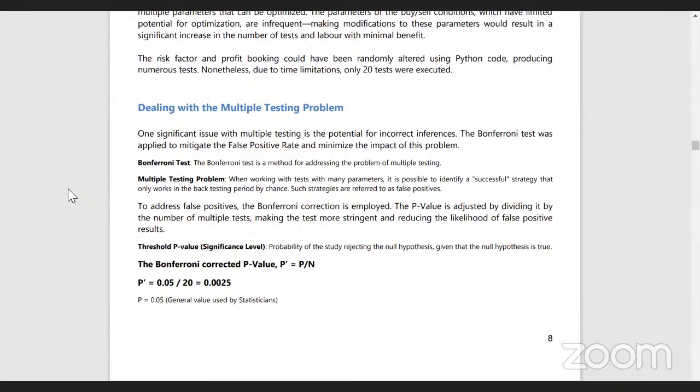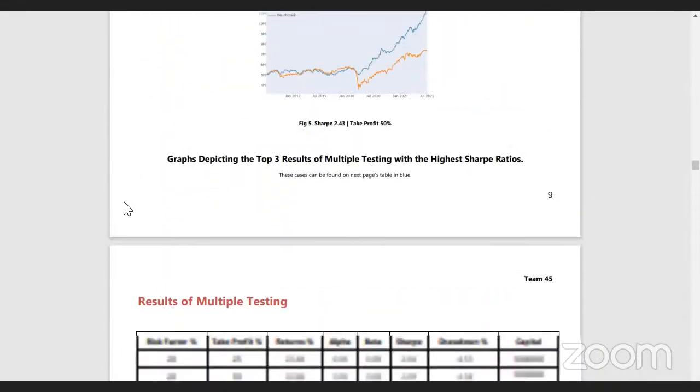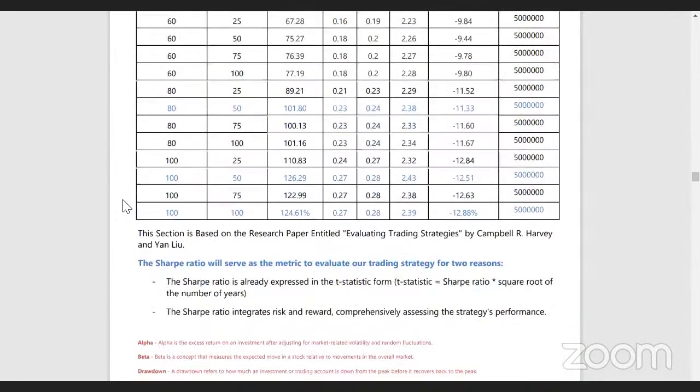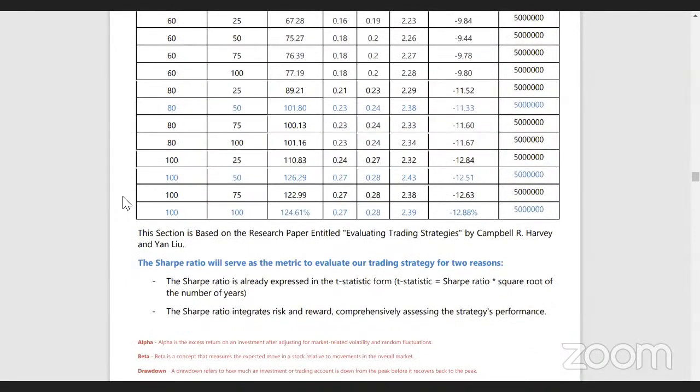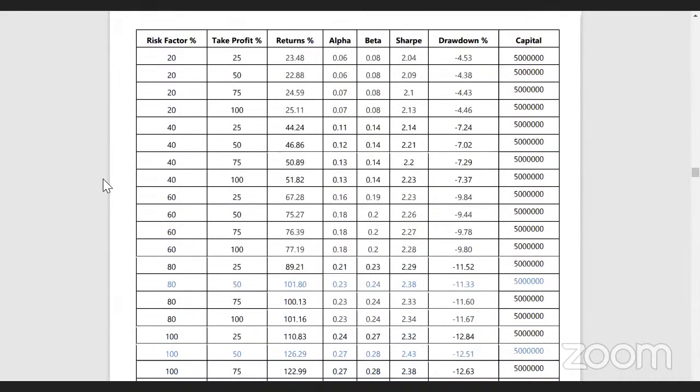To deal with this problem, we use the Bonferroni test. The significance level, or the threshold p-value, was changed from 0.05 to 0.05 divided by the total number of tests, in this case 20. Our p-significance level for this experiment is therefore 0.0025. We have used the Sharpe ratio as the evaluation metric, as it is already available in t-statistic form, and it also combines risk and reward to give us a comprehensive assessment of our strategy. You can see the results of the various testing combinations in the given table. The rows highlighted in blue are the testing combinations which yielded the top 3 Sharpe ratios.